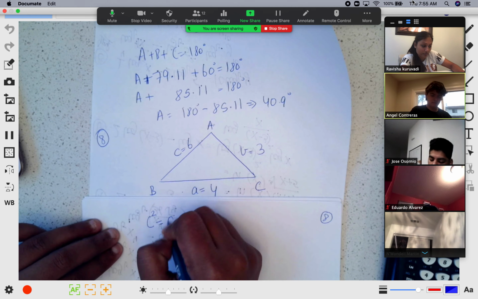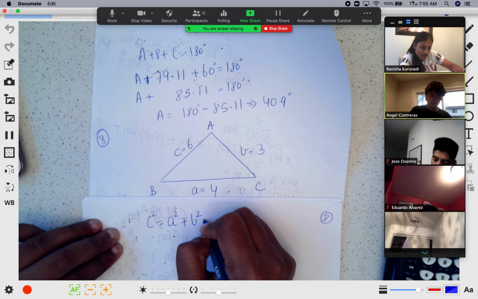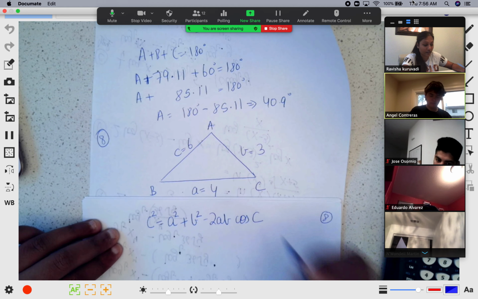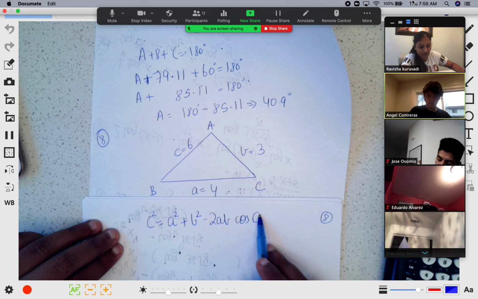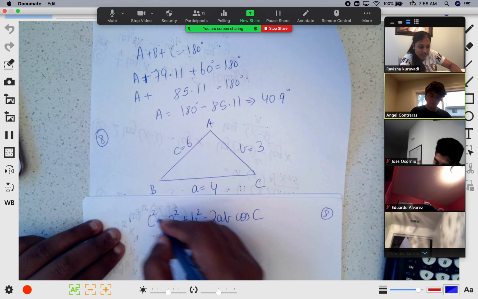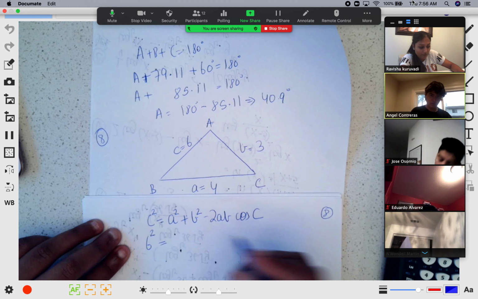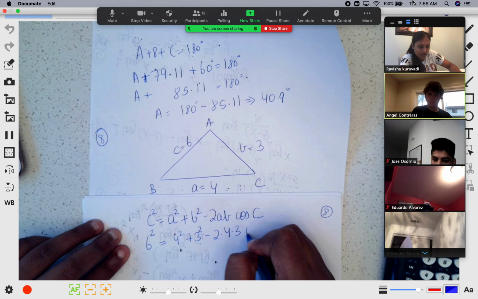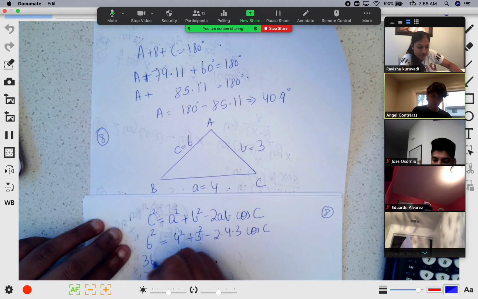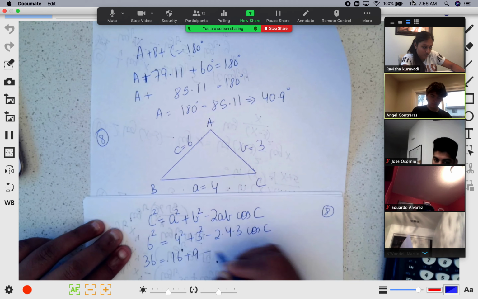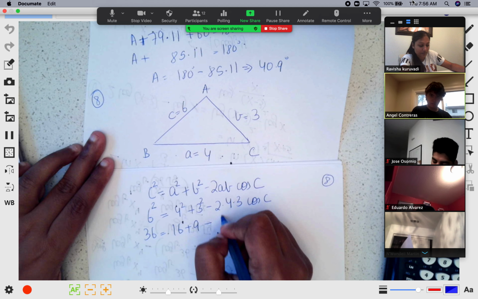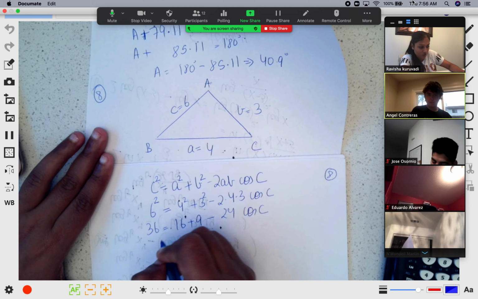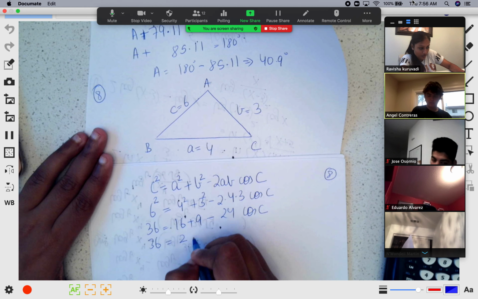You get C squared equals A squared plus B squared minus 2AB cosine C. First I'm trying to find C. Since I have to find this angle, I'm going to isolate this C and take everything else to the other side. If you want, you can plug in the values first. You get 6 squared is equal to 4 squared plus 3 squared minus 2 times 4 times 3 cosine C. You get 36 is equal to 16 plus 9 minus 24 cosine C. So 36 is equal to 25 minus 24 cosine C.